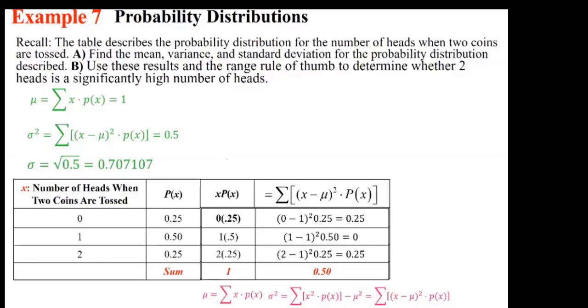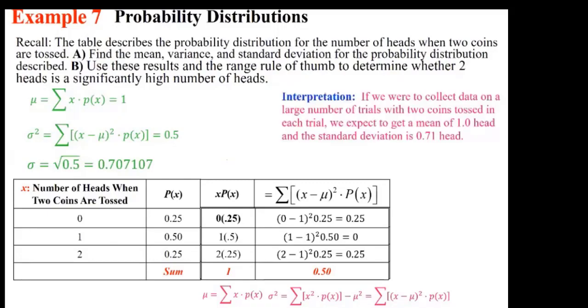We want to use these results and the range rule of thumb to determine whether 2 heads is a significantly high number of heads. Remember, according to the range rule of thumb, we look at mu plus minus 2 sigma. If anything is beyond, it's unusual. The interpretation is that if we were to collect data on a large number of trials, that means you keep on doing that, with 2 coins tossed in each trial, we expect to get a mean of 1 head and standard deviation of 0.71.